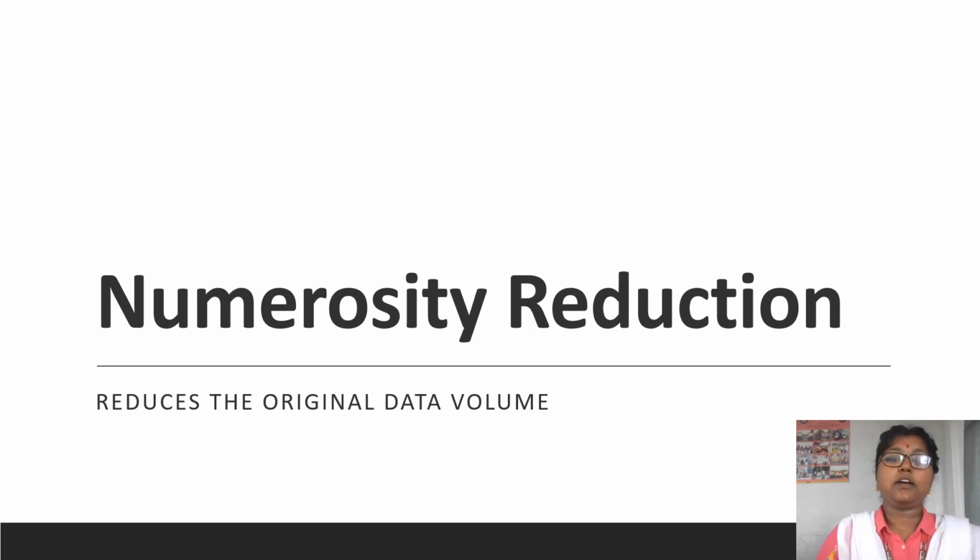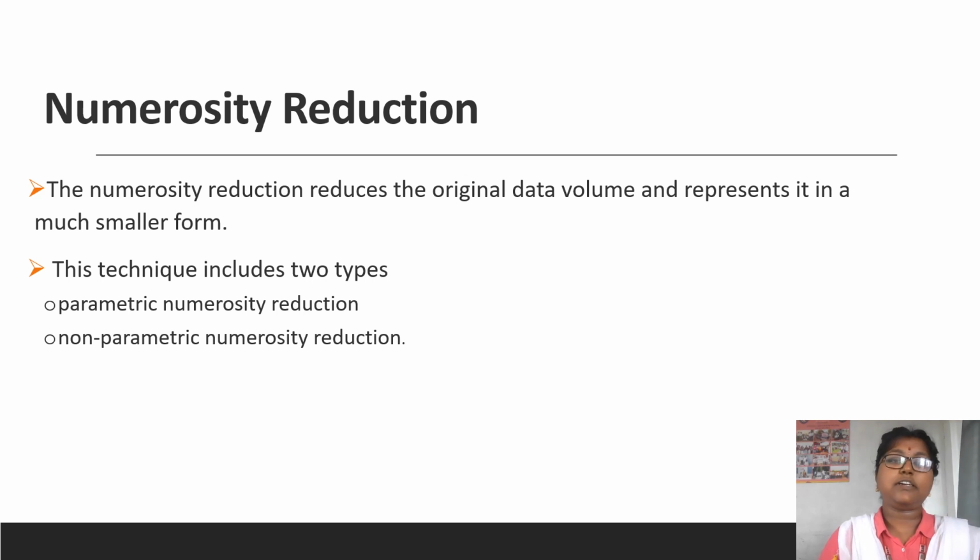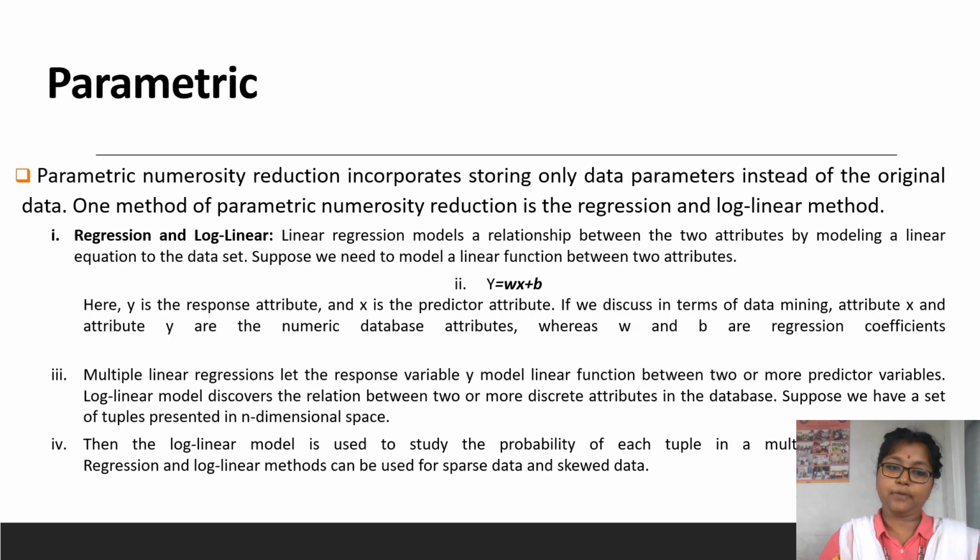Next, the second technique in data reduction is numerosity reduction. Numerosity reduction reduces the original volume and represents it in a smaller form. We have 2 techniques in numerosity reduction: one is parametric, second one is non-parametric. First one is parametric. Parametric reduction stores only the data parameters instead of the original data. One of the methods of parametric numerosity reduction is regression and log linear method.